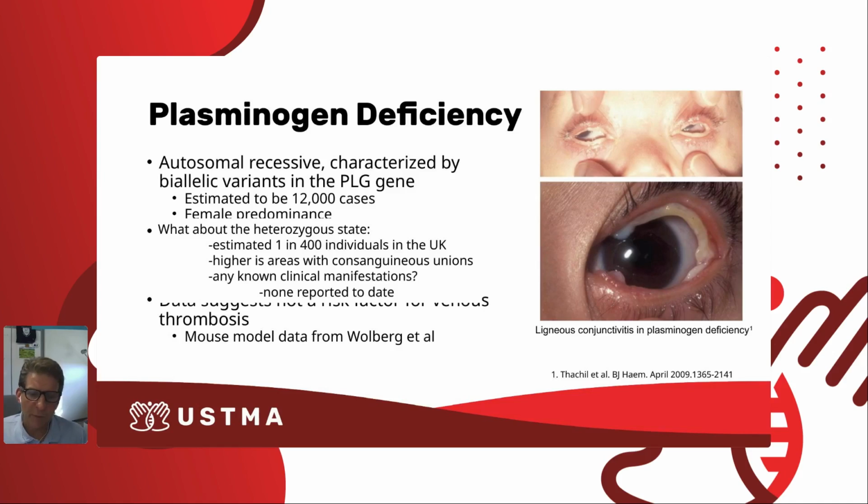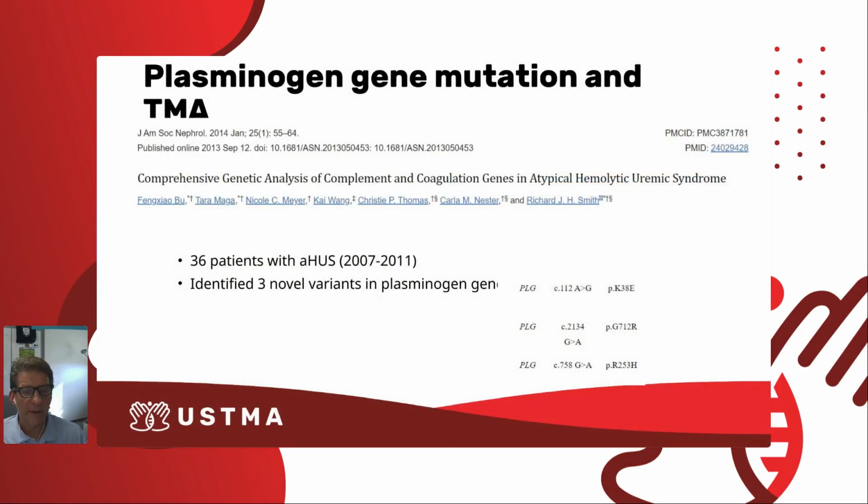The carrier state, when patients are heterozygous, is thought to be an asymptomatic carrier state. So nothing's been reported, but it's estimated to be about 1 in 400 individuals in the UK, maybe higher in areas with consanguineous unions, patients who are related or are getting married. But again, no known clinical manifestations to date, although this may be, we suspect, one of them.